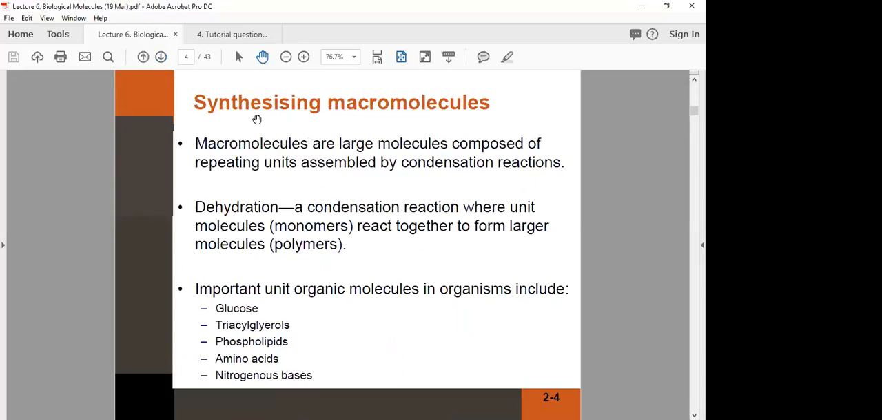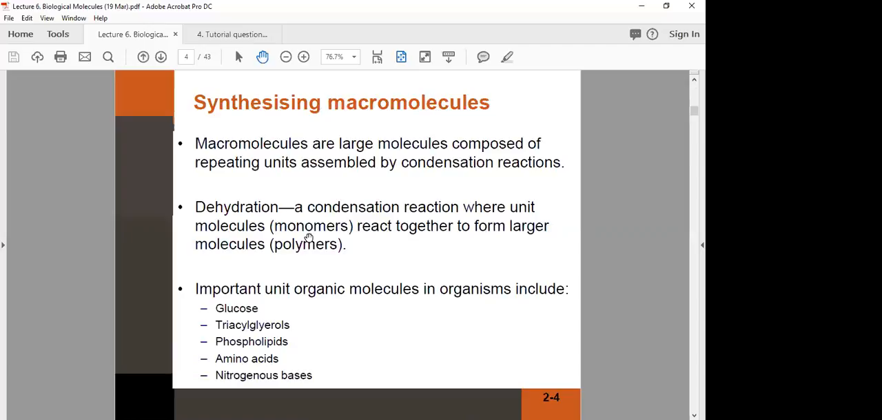All right, let's just consider briefly the synthesis of these large molecules, biological molecules, macromolecules. They're large molecules composed of repeating units, and those repeating units are assembled by what are called condensation reactions. One condensation reaction in particular is called a dehydration reaction. So you can imagine that a consequence of a dehydration reaction is the loss of molecules of water. That makes sense? Dehydration, loss of water. During a dehydration reaction, small unit molecules, which we call monomers, and think of these as building blocks, if you like.